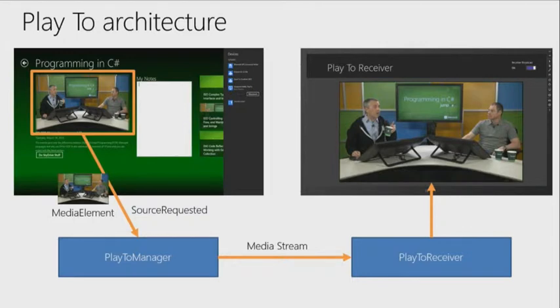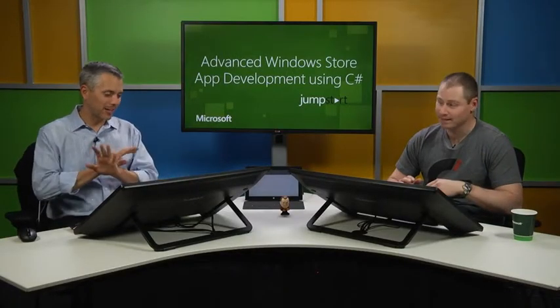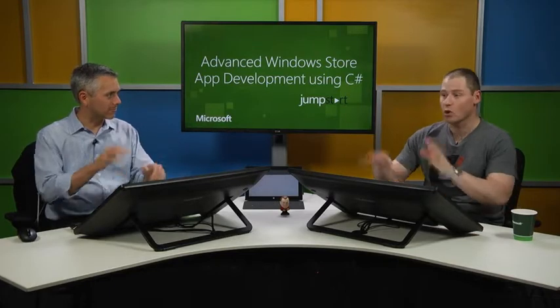Once we've determined that we're going to project our source to something else, we select a device and we register our interest with the Play To manager. And we pass in the media element. And the Play To manager then pulls the source out of that media element and sets up a stream to our designated Play To receiver. All of this is behind the scenes. You just say, here's the source, and it's like, no problem. Go away, do your magic.